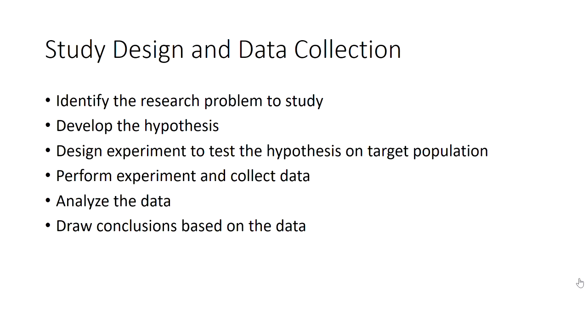So study design and data collection: the first thing you have to do is identify the research problem that you want to study. So what is the problem? And then once you've determined the problem, you can help develop a hypothesis, or what you think is going to happen. And then you design an experiment to test that hypothesis on a target population. It's impossible to test every person ever, so you choose a target population or a sample subset in order to test. Then you perform the experiment and collect the data. And then you take that raw data and analyze it and then draw conclusions based on that analysis of the data.